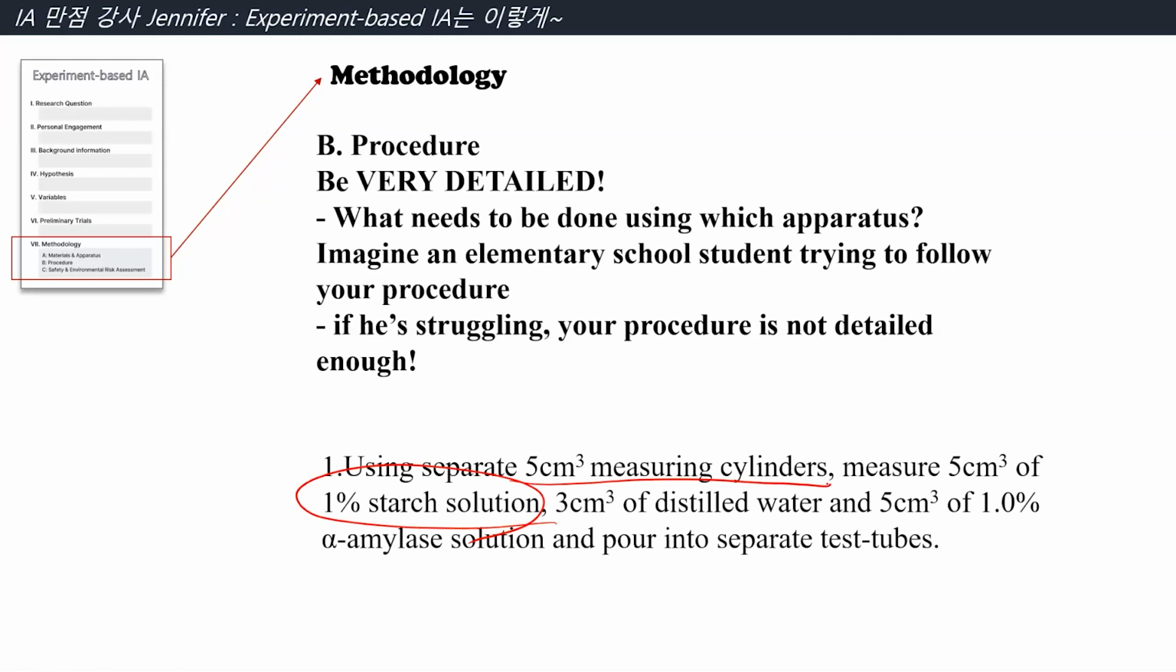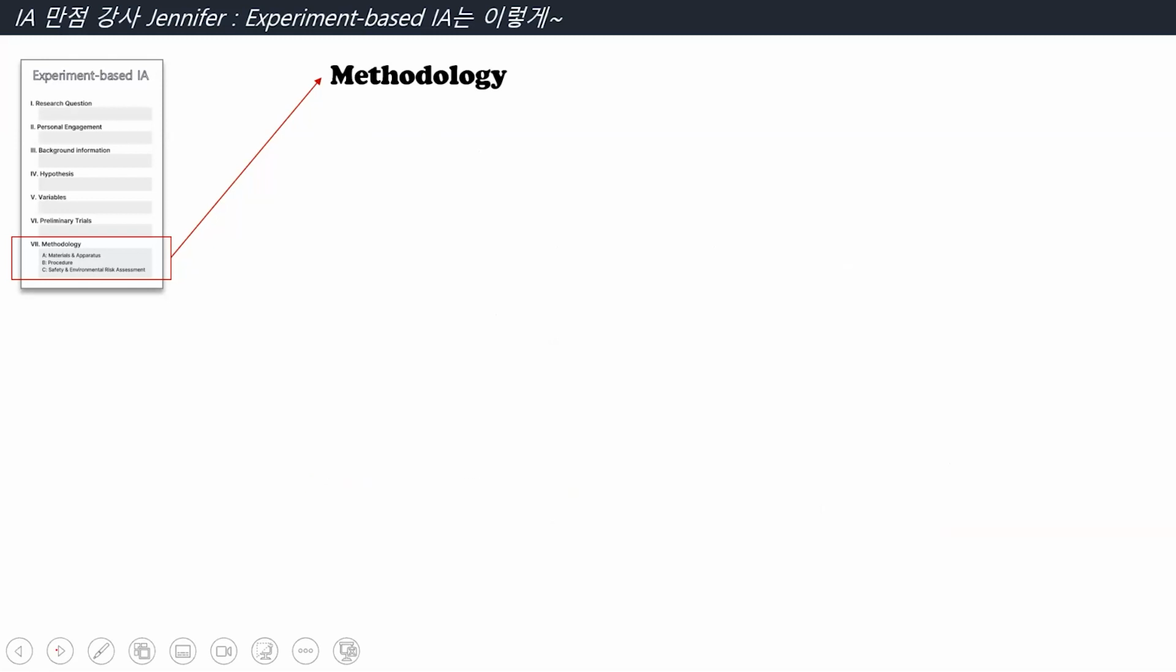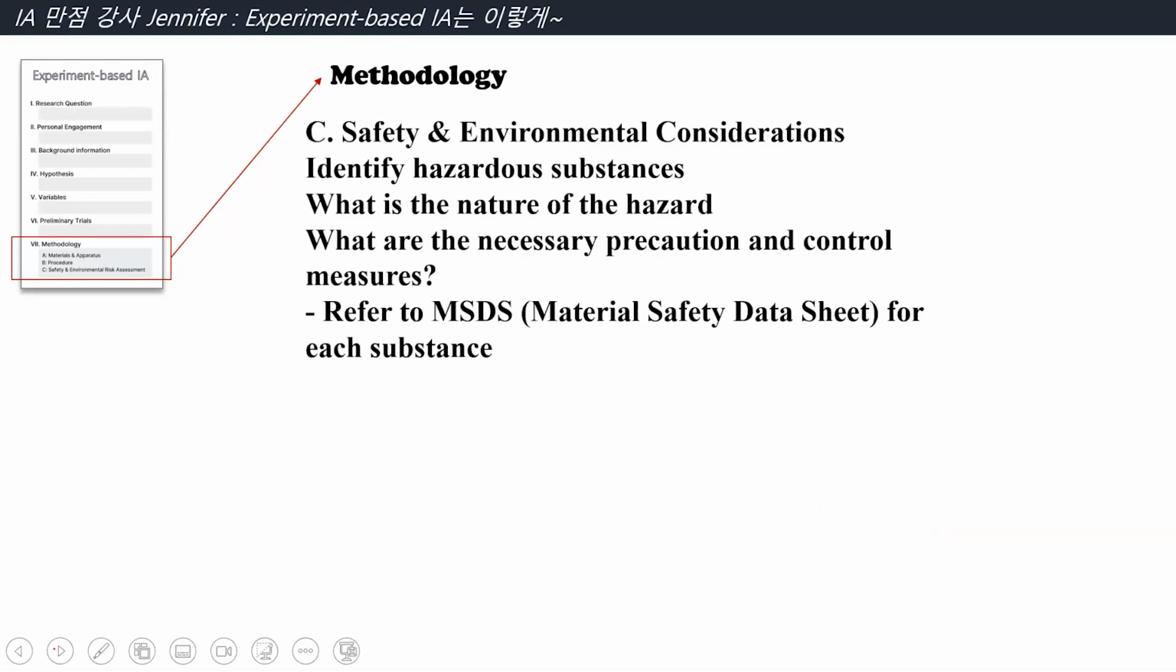Lastly, regarding your safety and environmental considerations, identify potential hazards. What is the nature of the hazard? And what are the necessary precautions and control measures which need to be taken? Write this section based on the material safety data sheets specific to the compounds used in your IA, as shown in Table 3 below.